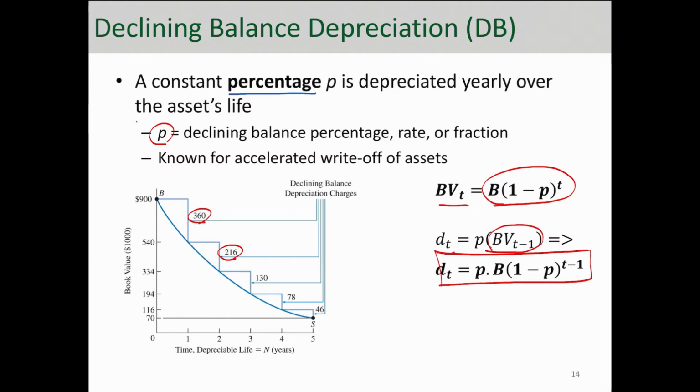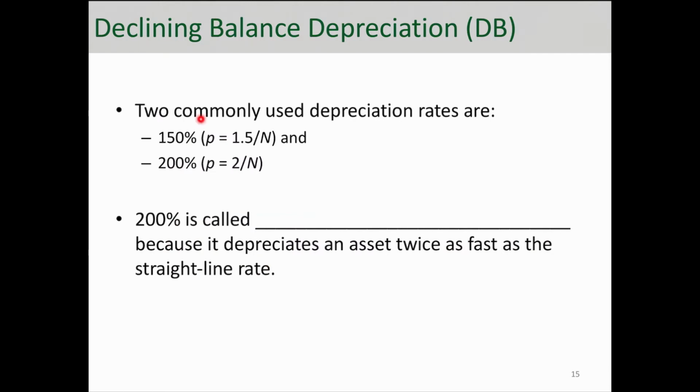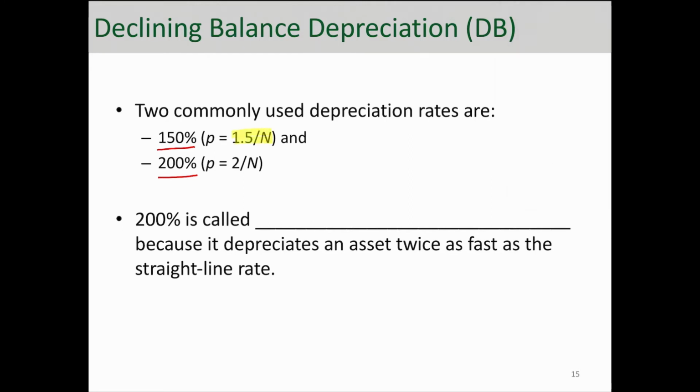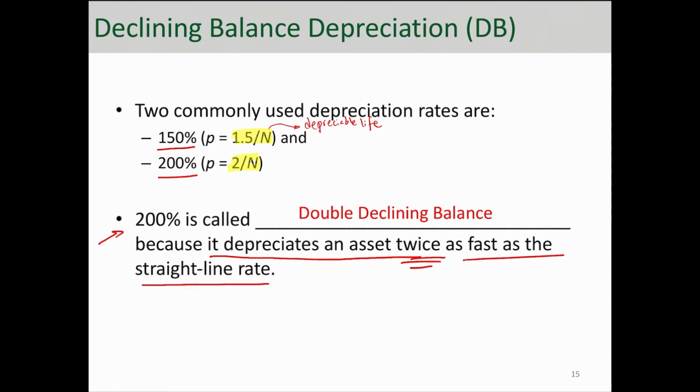But as you notice, the main important parameter here is P, the constant percentage that we're going to use for this depreciation. There are two commonly used depreciation rates. One is 150%, the other is 200% of the straight line method. You can calculate these rates as either 1.5 divided by n or 2 divided by n. Remember that n is the depreciable life. The 200% is also called double declining balance, because it depreciates an asset twice as fast as the straight line rate.